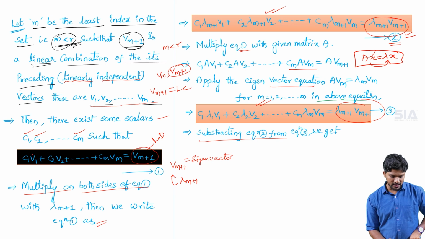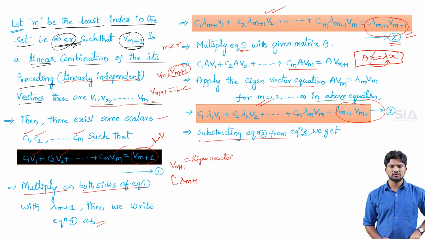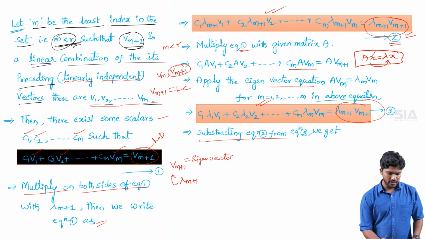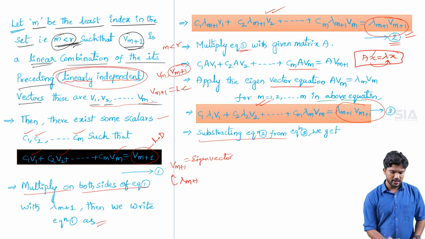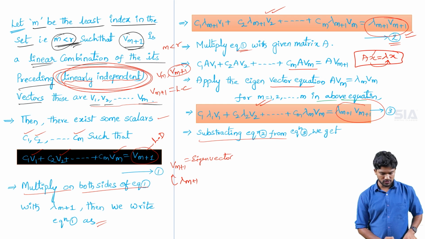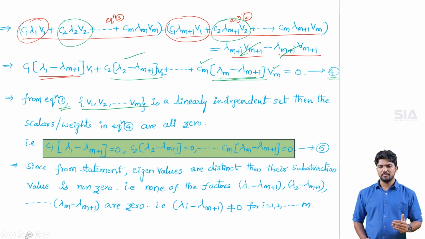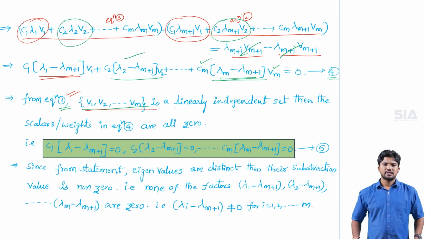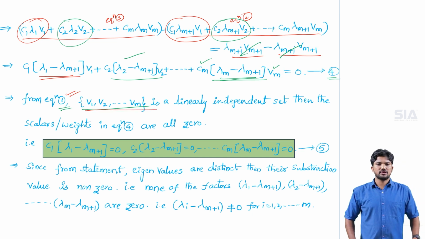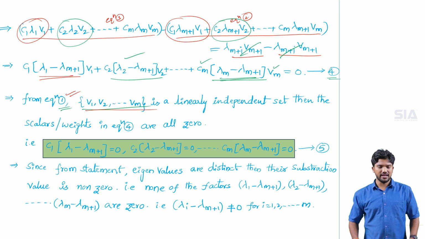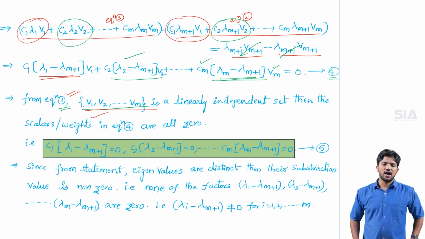In the LHS, there are some other vectors v1, v2 up to some v suffix m. Those vectors here we are calling linear independent. Here I am mentioning the preceding vectors are linear independent అని చెప్తున్నాను. So why we are saying those are linear independent means, from equation number 1, the set of eigenvectors v1, v2 up to some v suffix m is a linearly independent set. Then the scalars or weights in equation number 4 are all 0.